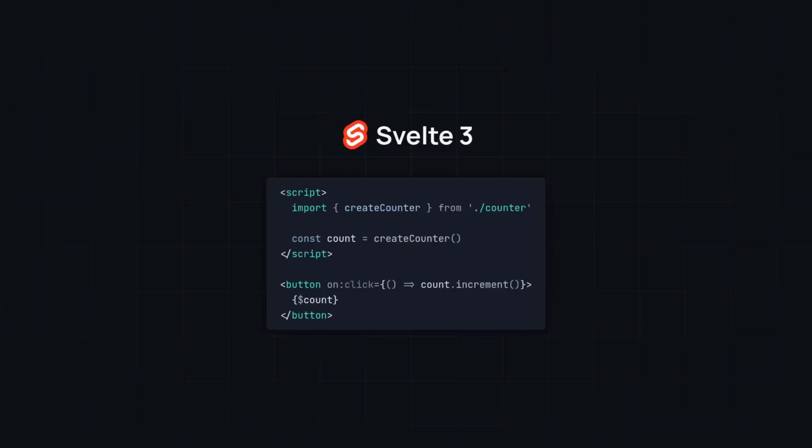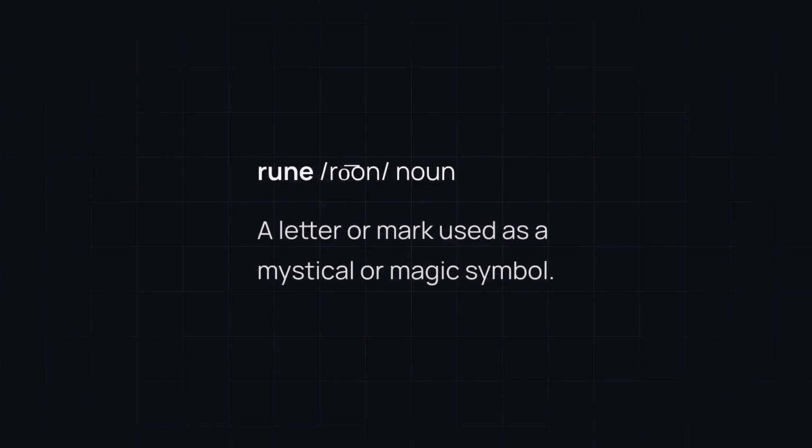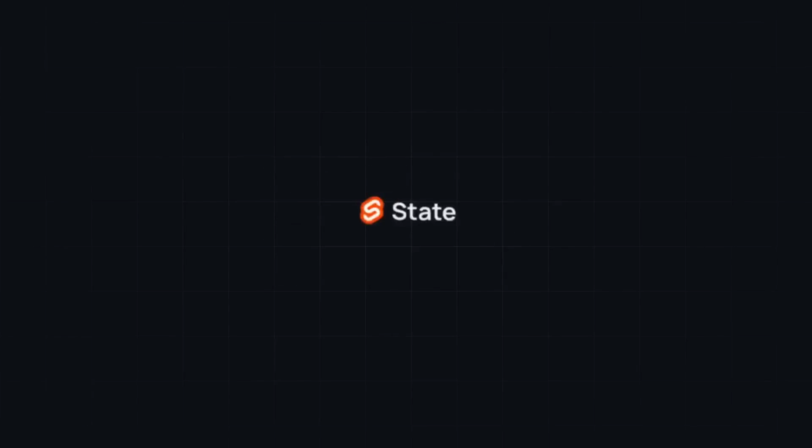And while none of these things are a deal breaker, things could be a lot cleaner. Svelte introduces a new reactive system, Runes. Runes are a universal, fine-grained reactive system, reducing complexity and making Svelte smaller, faster, and more consistent. And a rune is a letter or mark used as a mystical or magic symbol. So let's look at state in Svelte 5.